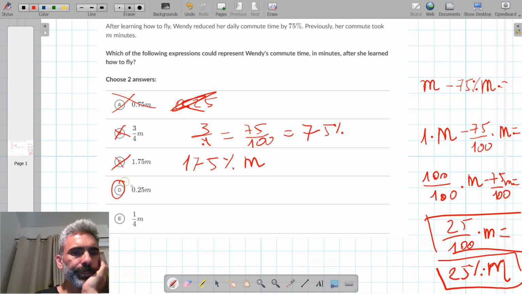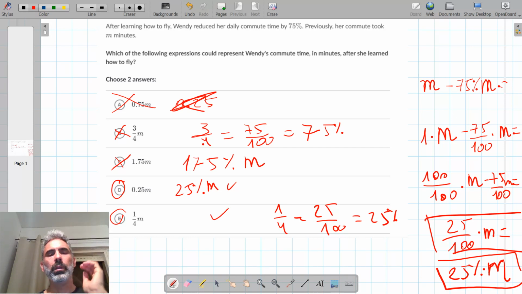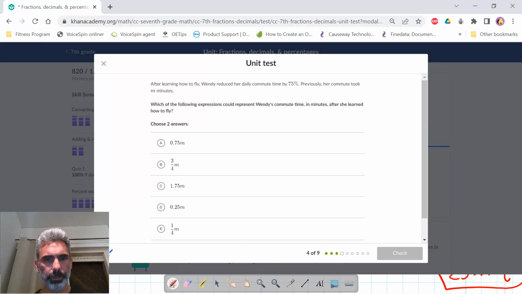D is good, because D is like 25% of the original commute time. 0.25 is 25%, and E is correct because 1/4 is the same thing as 25 hundredths, which is the same thing as 25%. Okay, so D and E.